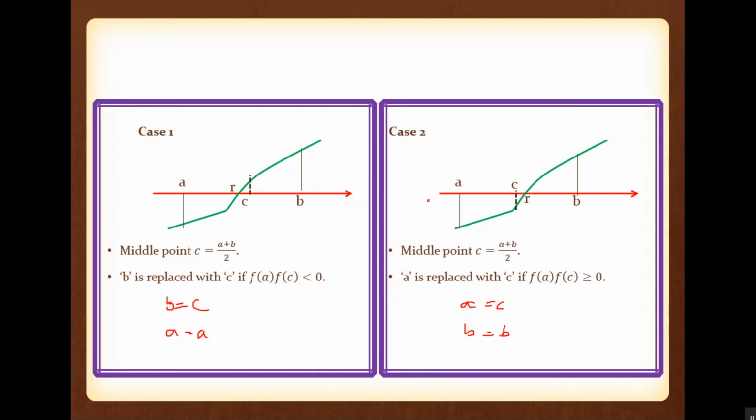Through the problem, I will tell you how to stop this algorithm. We need some stopping criteria, otherwise it will continue. I told you, a numerical method will not give the actual root. So, at what point do we have to stop? That is also important.